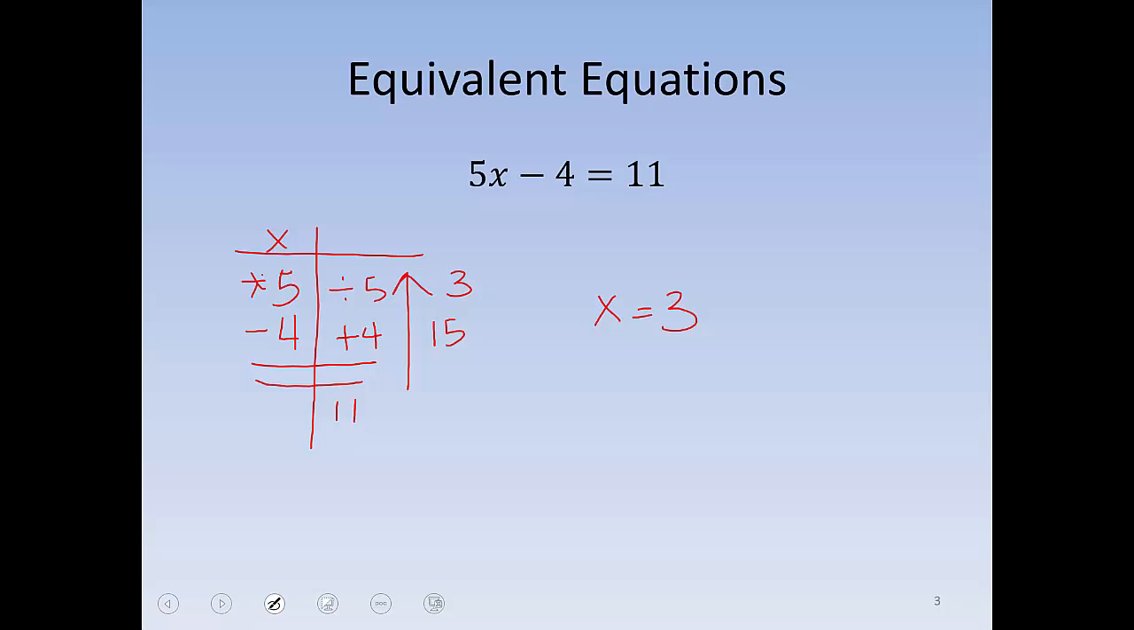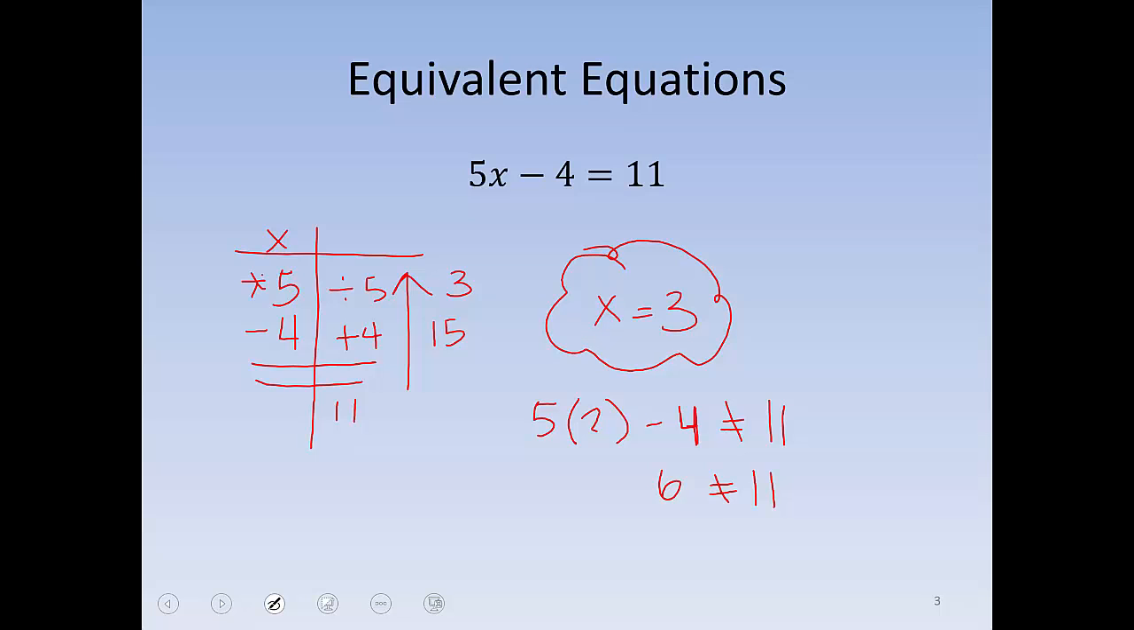Not every number will work here. If I were to substitute a number other than 3, for example, let me substitute in the number 2, I do not get 11. I get 6, and 6 does not equal 11. So not every number will work. In fact, the only number that will work for this one is x equals 3.